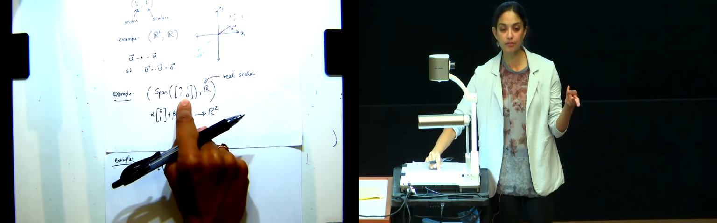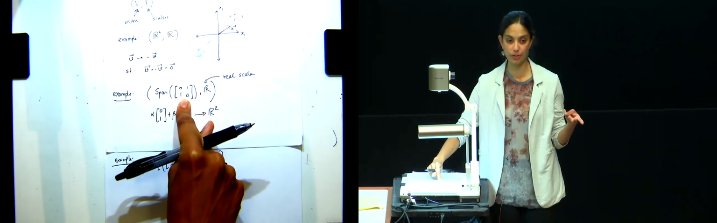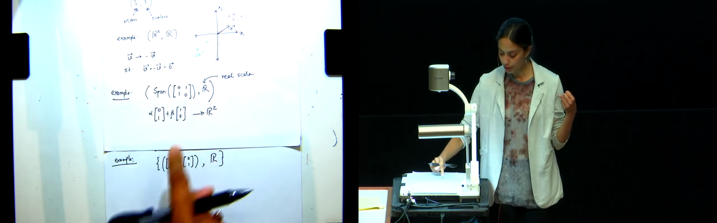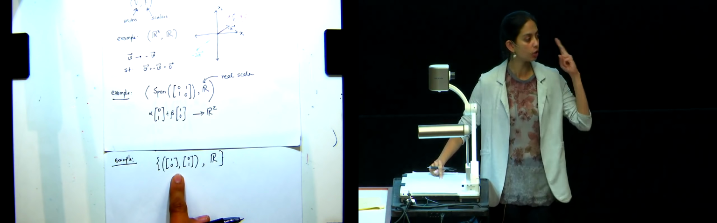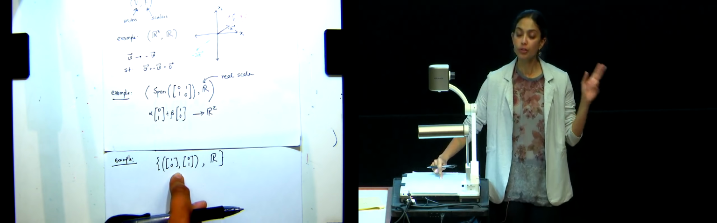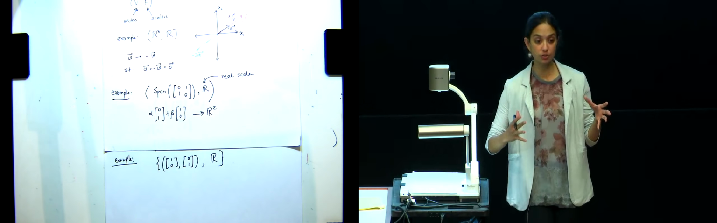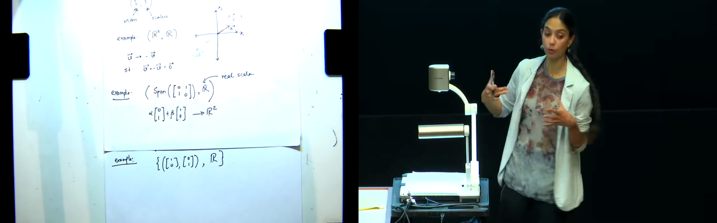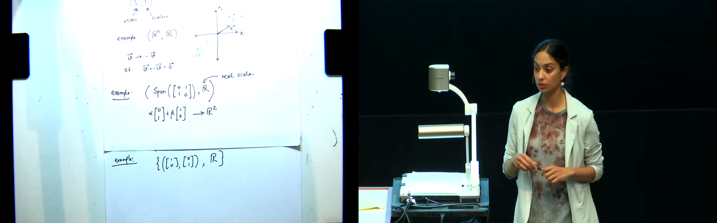When I say span of this, it is just a compact representation for an infinite number of vectors. Whereas here, I only have 2 vectors. So don't confuse a set of vectors with the span of the set of vectors. The span of a set of vectors is always much larger. Yes, question?